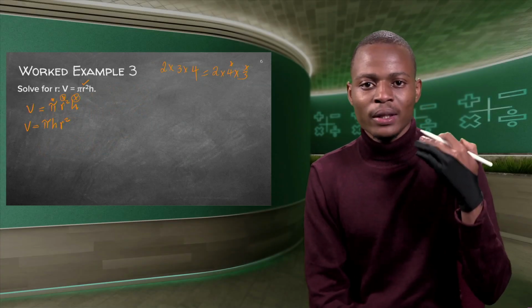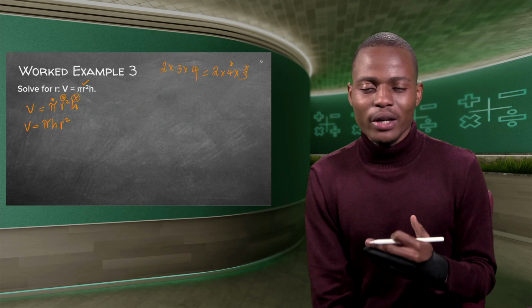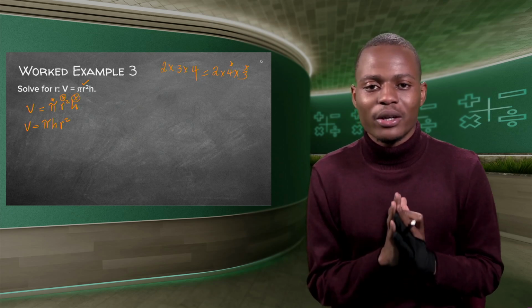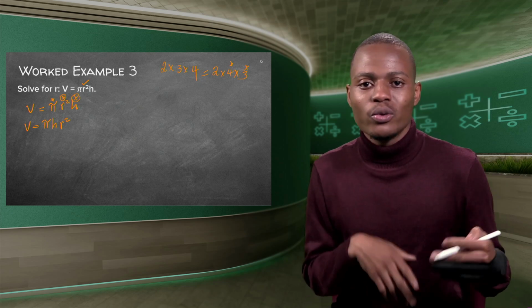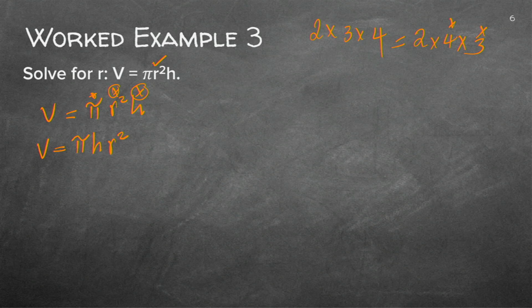Now what we do this time around is we try to isolate R as much as we can, but you don't have R, we have R squared. So this is the method that we're going to use. You divide both sides by pi h. So pi h goes away and you're left with R squared. So now let me just write R squared equals V over pi h.